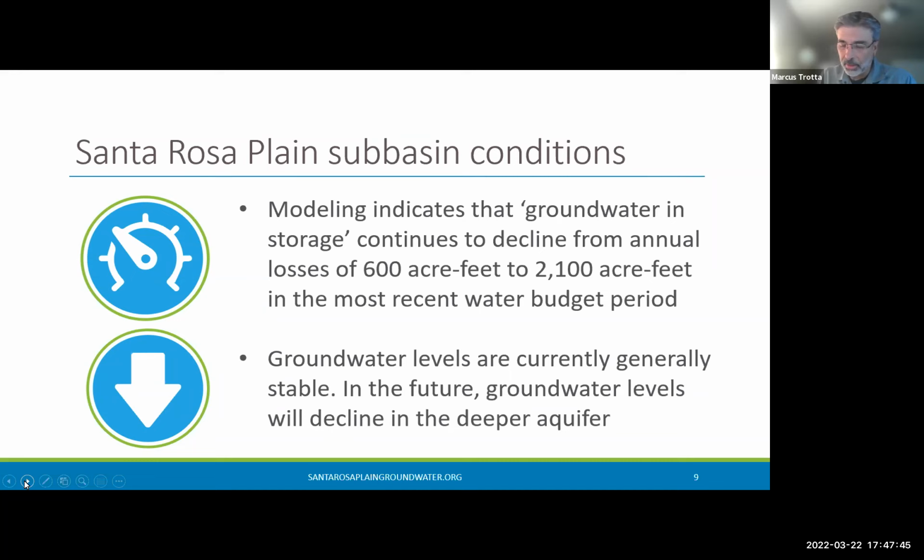And so the plan, section 4 of the plan, if you go to our website and take a look, includes those thresholds and objectives that have been set for all of these sustainability indicators. And those were developed through both the technical process as well as input from the community to set levels that are protective of other well users, as well as sensitive environmental ecosystems within the basin. Next slide, please.